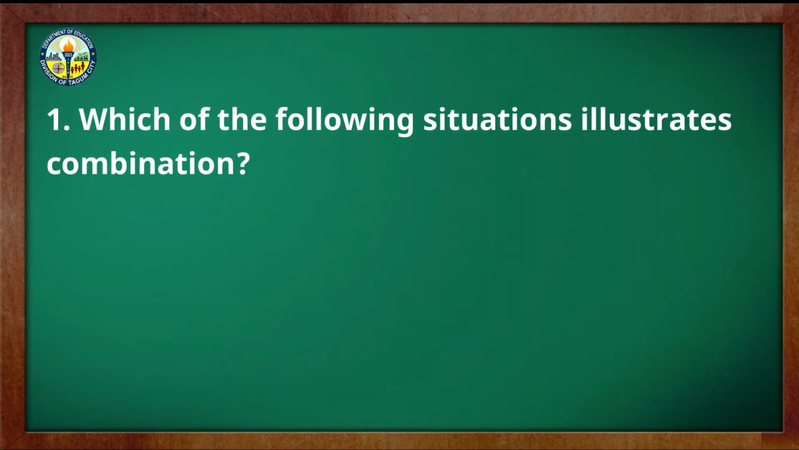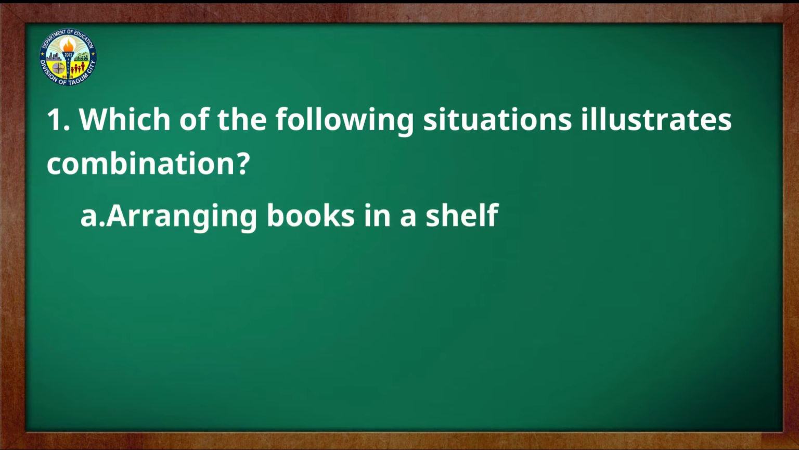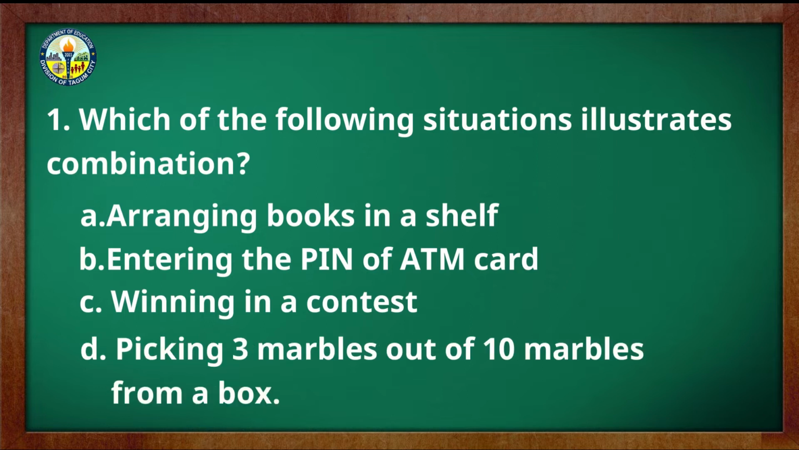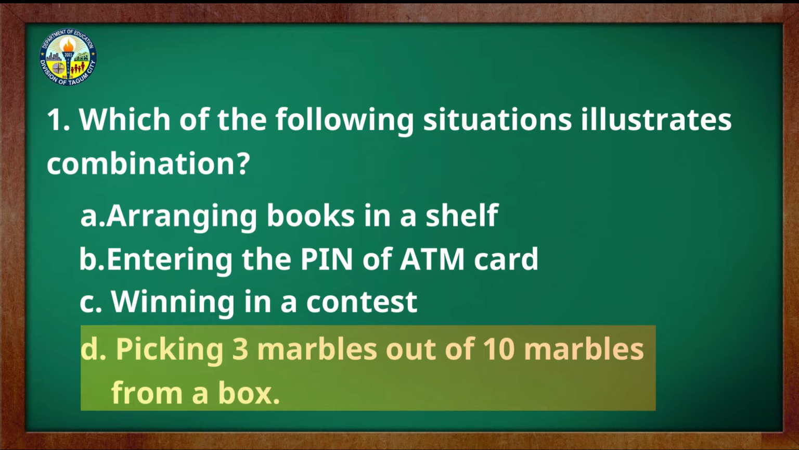Number 1. Which of the following situations illustrates combination? Letter A. Arranging books in a shelf. B. Entering the PIN of ATM card. C. Winning in a contest. Or letter D. Picking 3 marbles out of 10 marbles from a box. Your time starts now. The answer is letter D. Picking 3 marbles out of 10 marbles from a box.